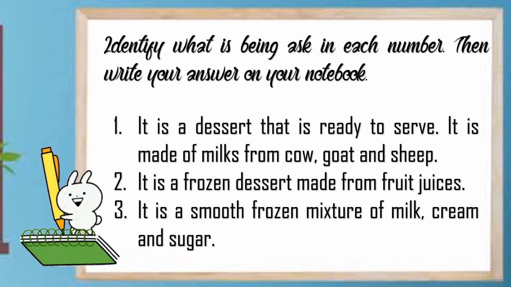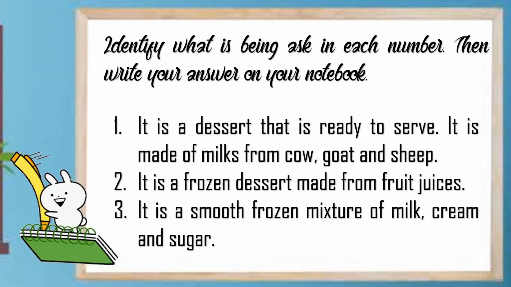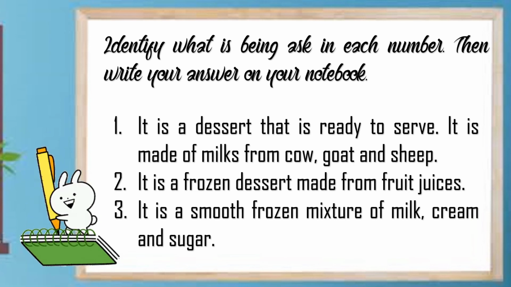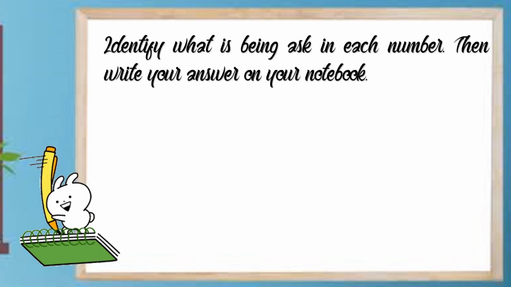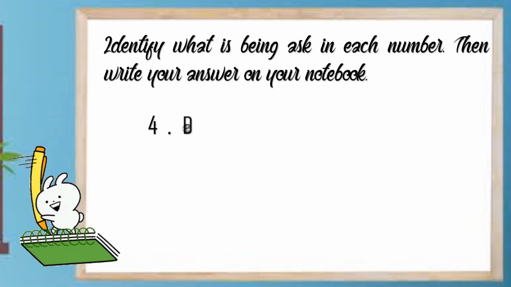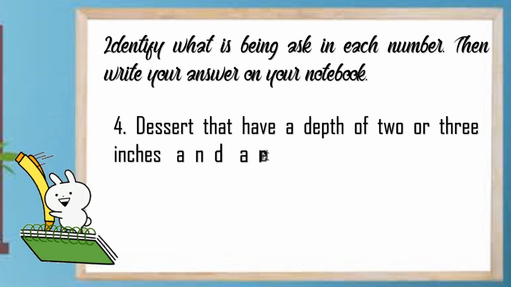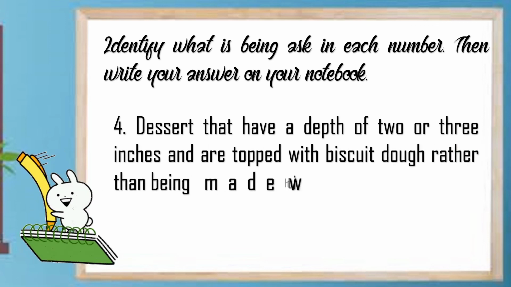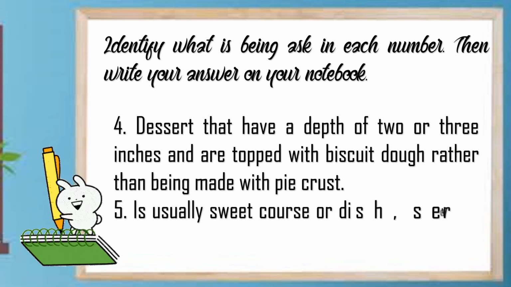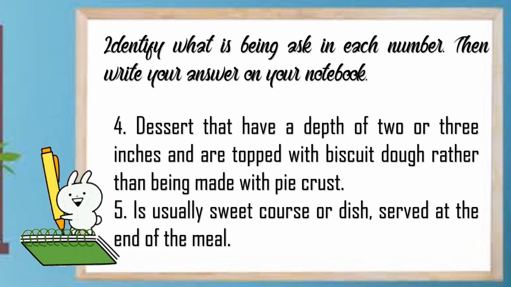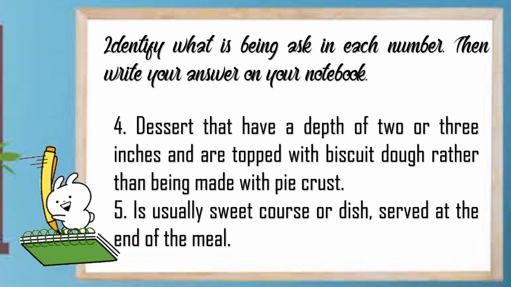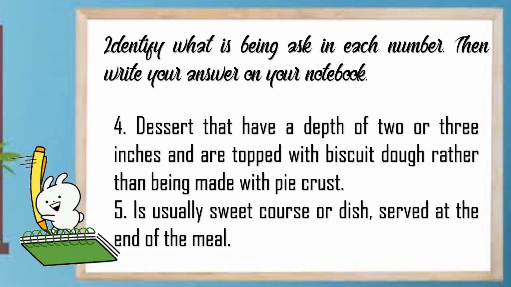Number 3. It is a smooth, frozen mixture of milk, cream, and sugar. Number 4. Dessert that has a depth of 2 or 3 inches and is topped with biscuit dough rather than being made with pie crust. Number 5. It is usually a sweet course or dish served at the end of the meal.